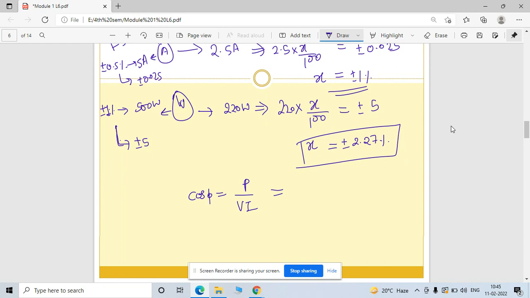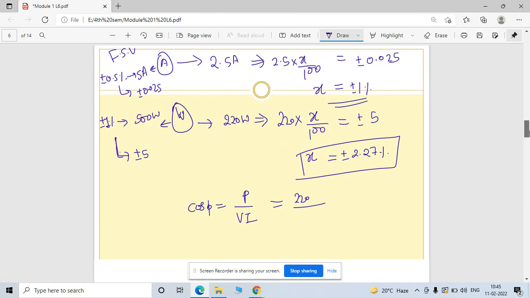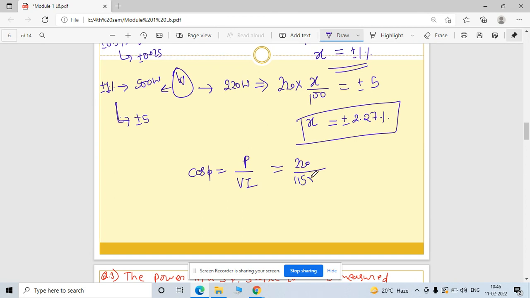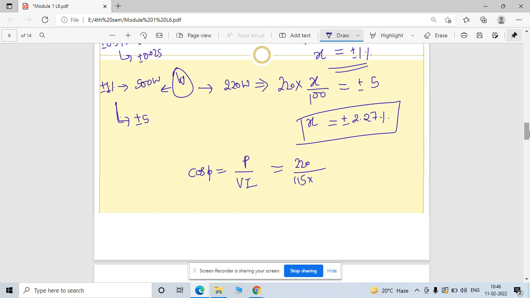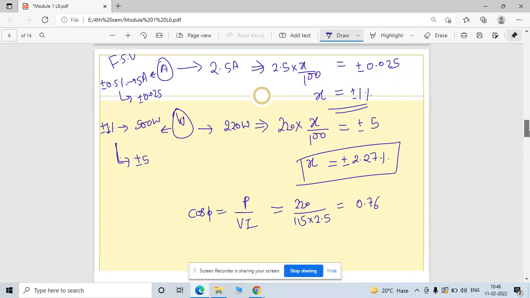First is the absolute actual value calculation, which is nothing but here what you get, the power is 220 watt. Okay, or you can directly use this. So this is your 220 watt, and voltage is 115 volt, right? Yes, voltage is 115 volt, and current is 2.5 ampere. So the value you will get here is 0.75, 0.76. Okay, 0.76.